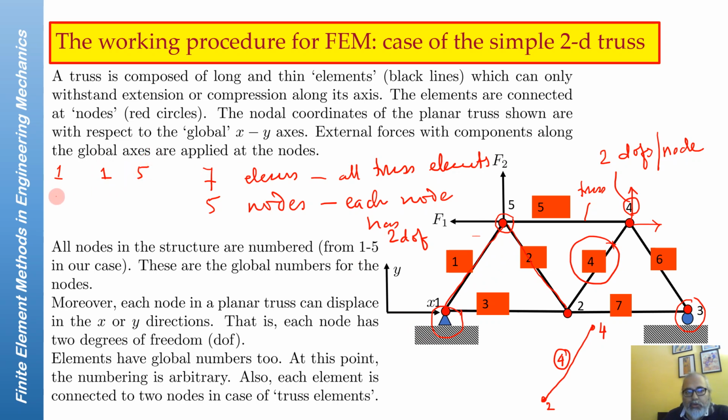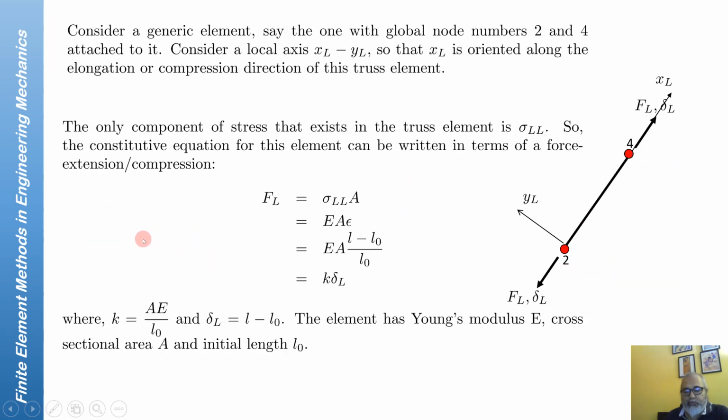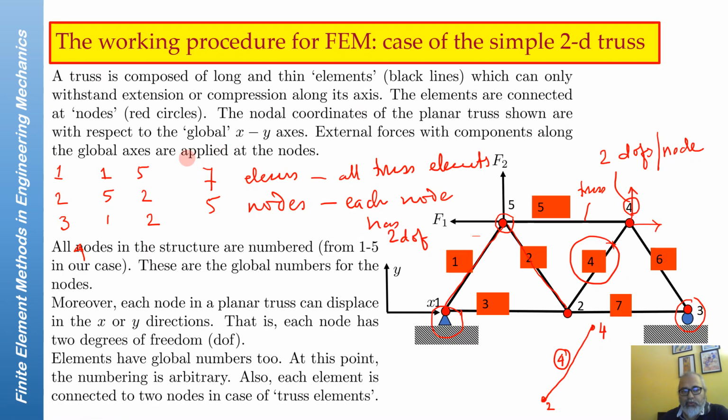Element 2 is connected to, let's say, 5 and 2. Element 3 is connected to 1 and 2. Element 4 is connected to 2 and 4, and so on and so forth. So for every element you will have what is known as a connectivity table. So this is a connectivity table for this mesh.